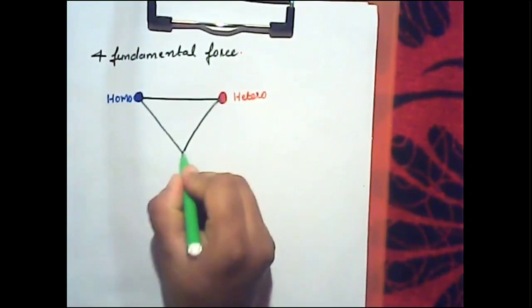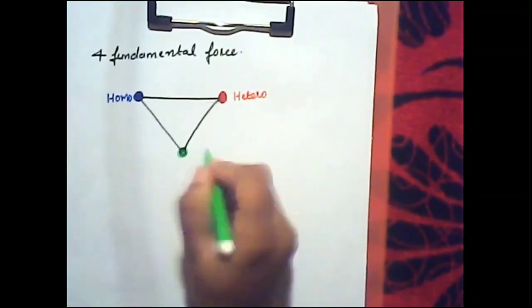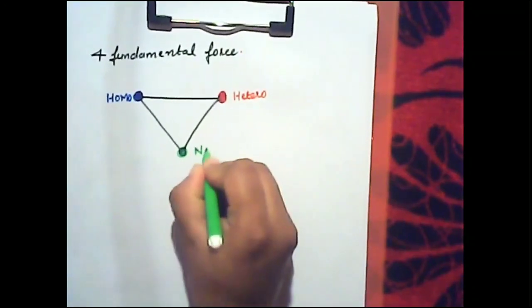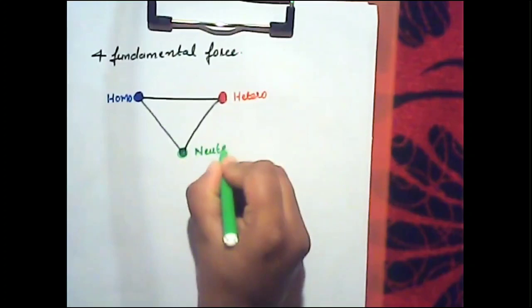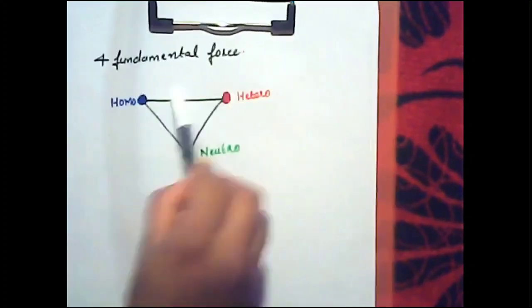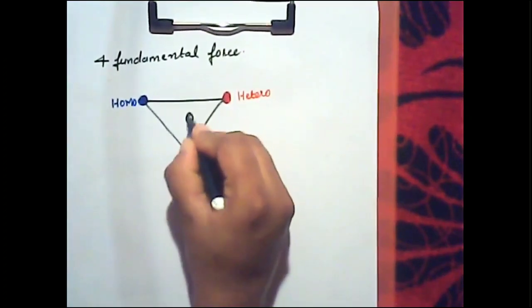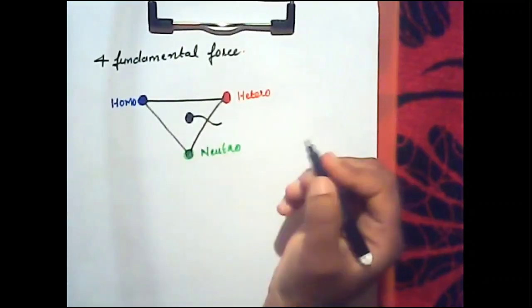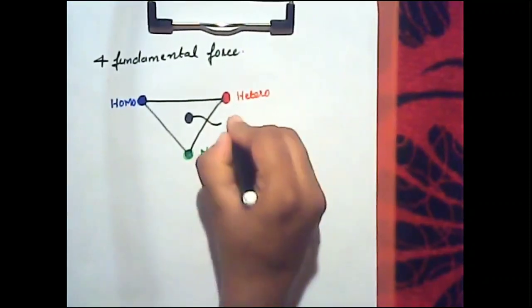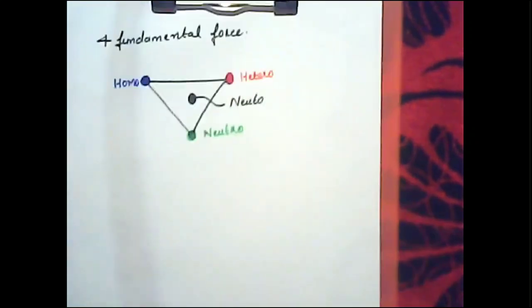And we have neutro. Neutro is of green color. And in the center, we have neutro. Clear?